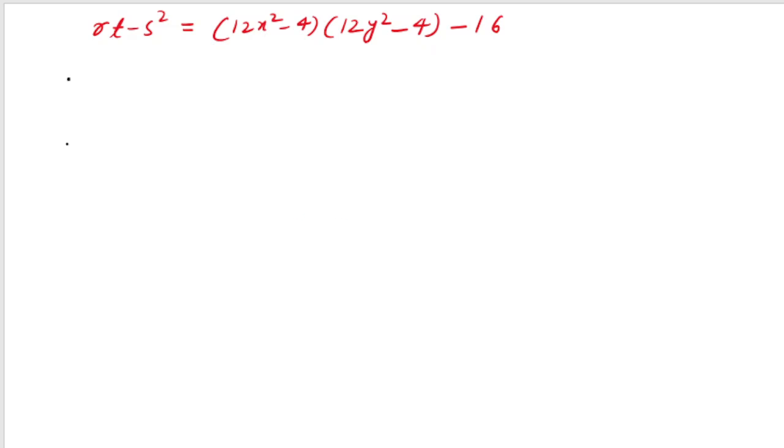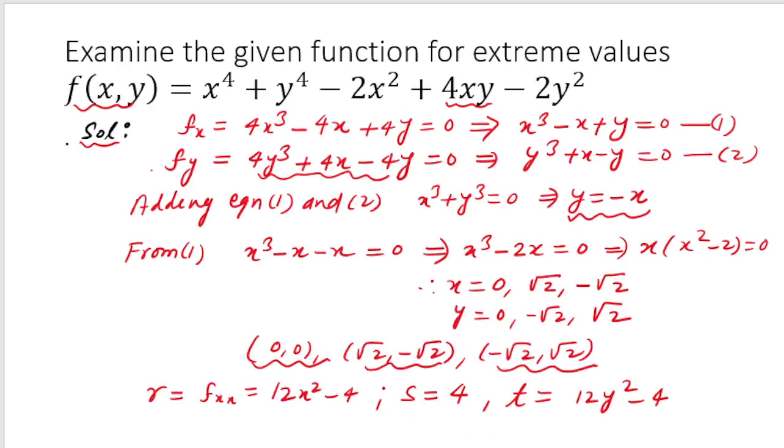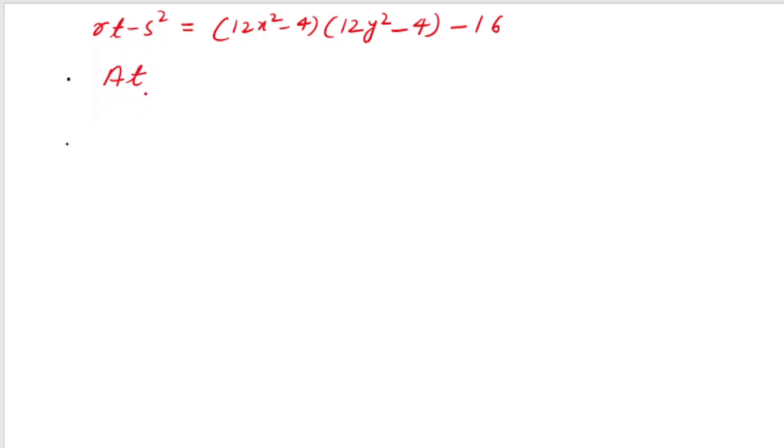I have to evaluate the nature of the function. First I take the point root 2 comma minus root 2. I will take (0, 0) later because that will be a special case. You could have taken (0, 0) also, but just to highlight that here I will come across a situation at which rt minus s square will become 0, that is why I am going to consider it in the end. So at root 2 comma minus root 2, what is rt minus s square, ladies and gentlemen?